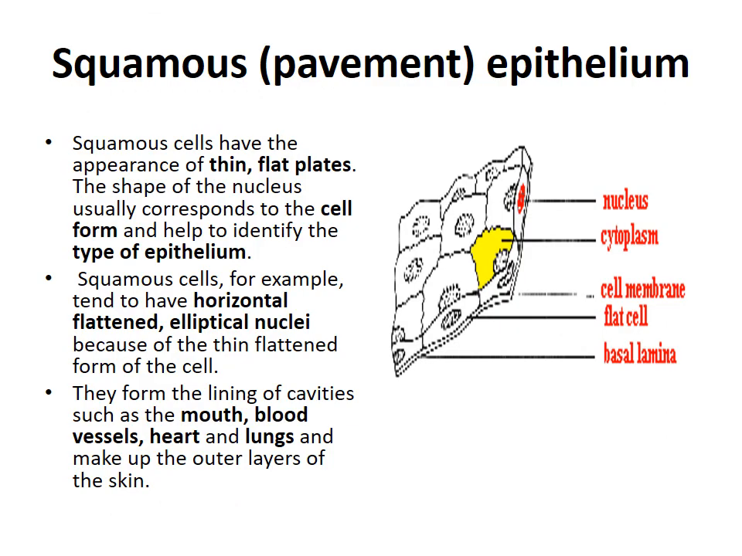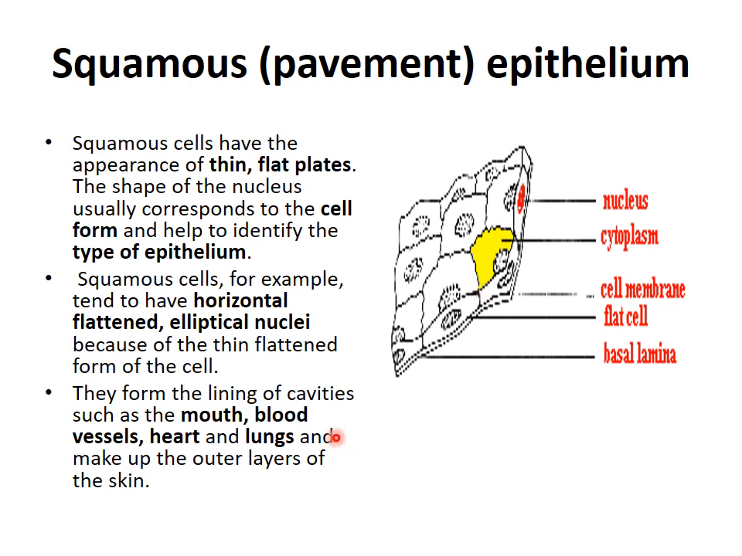Now, the first is squamous epithelium, which is also called the pavement epithelium or the flat epithelium. It consists of flat squamous cells which have the appearance of thin flat plates, and the shape of the nucleus is also flattened and elongated, with a central single nucleus. For example, the horizontal flattened epithelial nuclei, and they have formed the thin flattened form of the cells.